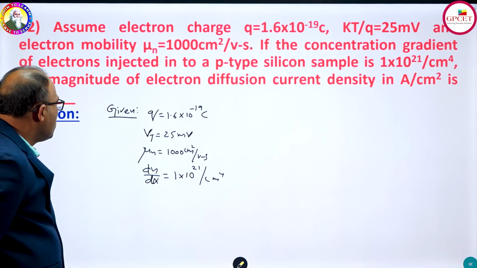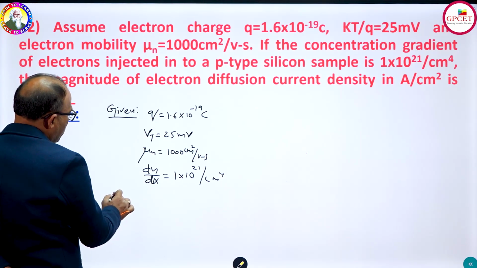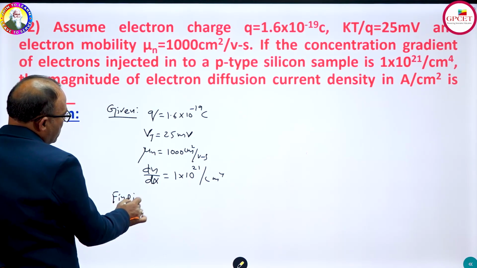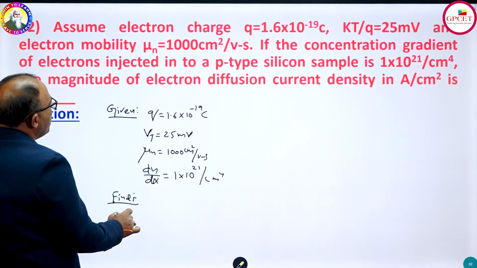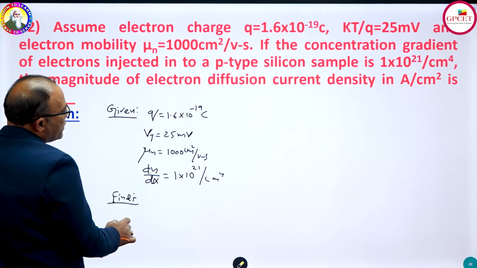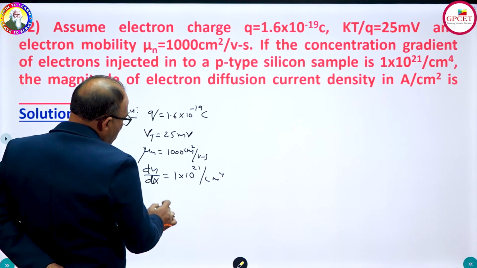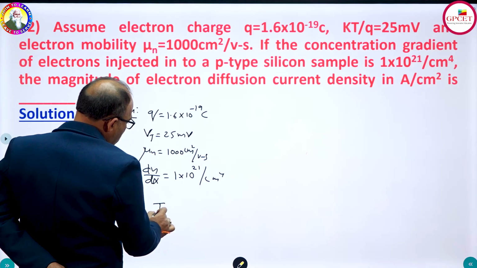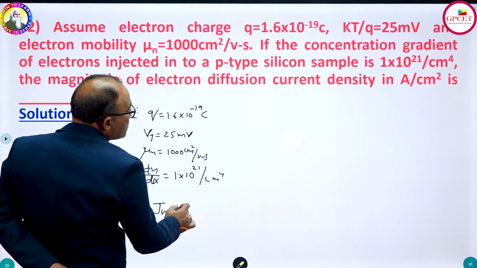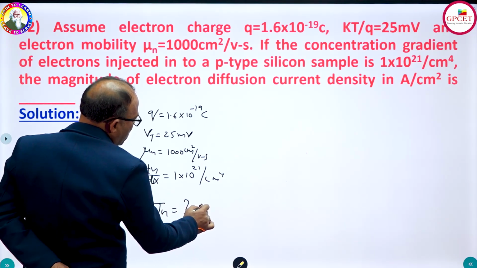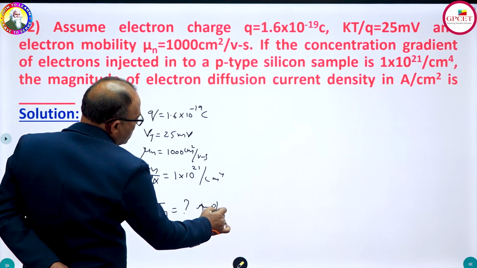So what do you need to find? You need to find the magnitude of the electron diffusion current density, that is, Jn, in amperes per centimeter square.